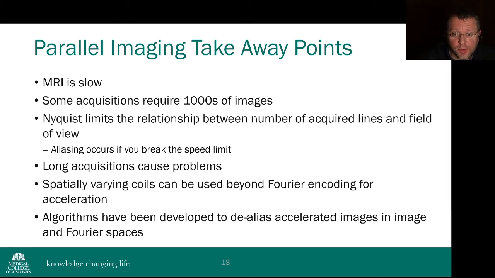But all hope is not lost. Spatially varying coil sensitivities can be used beyond that Fourier encoding to spatially encode your data. And then it's just some linear algebra afterward to reconstruct non-aliased images in either image space or Fourier space.